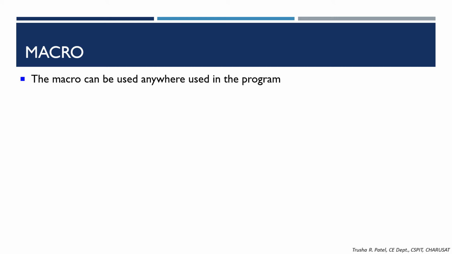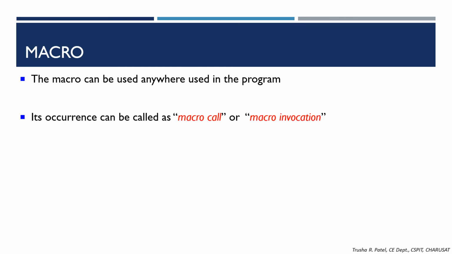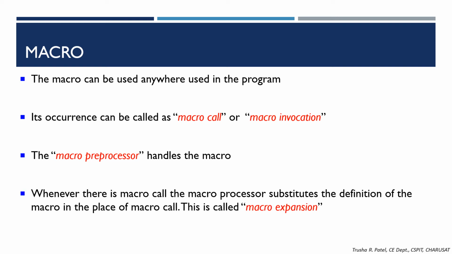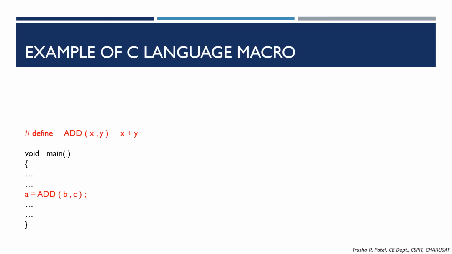Now next, the macro can be used anywhere inside the program. Its occurrence is called a macro call or macro invocation. The macro preprocessor handles the macro. Whenever there is a macro call, the macro processor substitutes the definition of the macro in place of the macro call, and this process is called macro expansion.